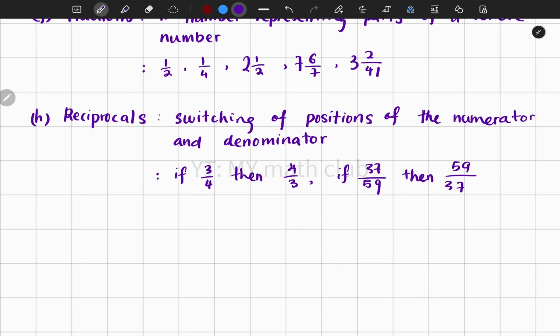And let's just say if you have a number 5, it's not a fraction, but if you do a reciprocal on this whole number, then you get 1 over 5 instead, because initially it was 5 over 1. Reciprocal is a technique that is very useful in helping you solve or simplify equations in the future. So you definitely don't want to forget this.